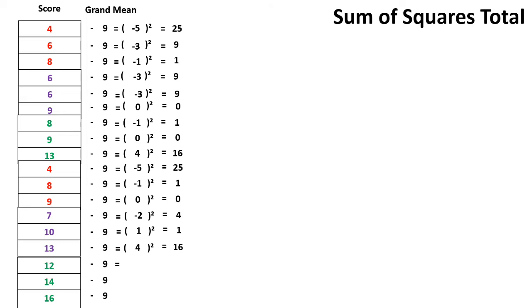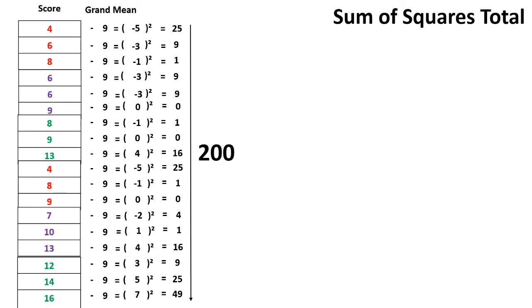12 minus 9 is 3. Square it. Then it's 9. 14 minus 9 is 5. Square it. 5 times 5 is 25. 16 minus 9 is 7. Square it. So that is 7 times 7 equals 49. Sum them up and we have 200 as our sum of squares total. So there we have it.